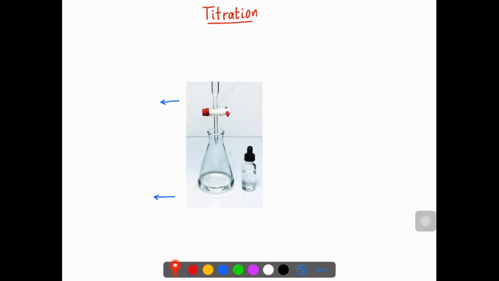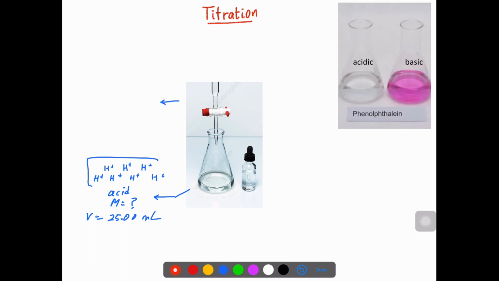Let's say, for example, we have an acid of unknown concentration in this conical flask. Let's say you have 25 milliliters of it. This is the volume of the acid that you took. And acid contains protons. So this solution in the conical flask has a bunch of protons, because remember, acids dissociate to produce protons. That's what you have in this conical flask.